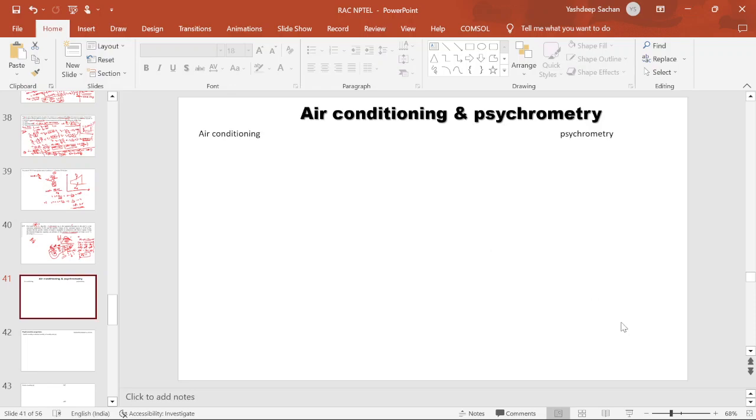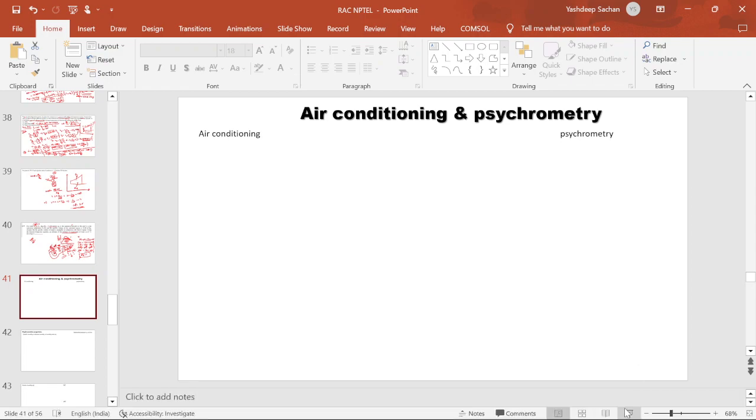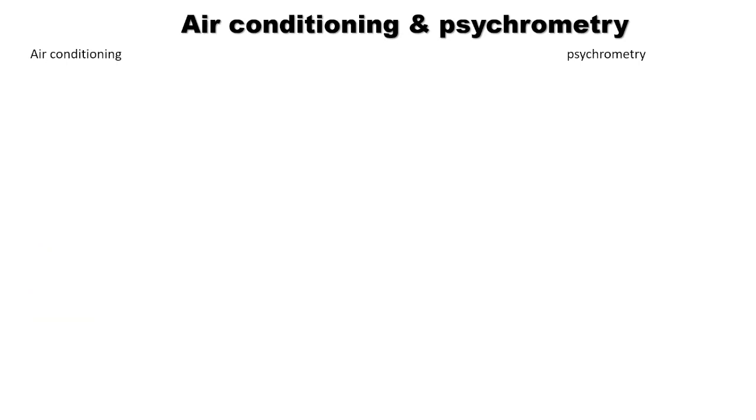Okay. So we are starting with psychrometry and air conditioning. So first thing, what is air conditioning? Quick words in 1 minute. Can anyone tell? Modifying the conditions of air for our comfort. Means according to our comfort, we want to change the condition of air, right?